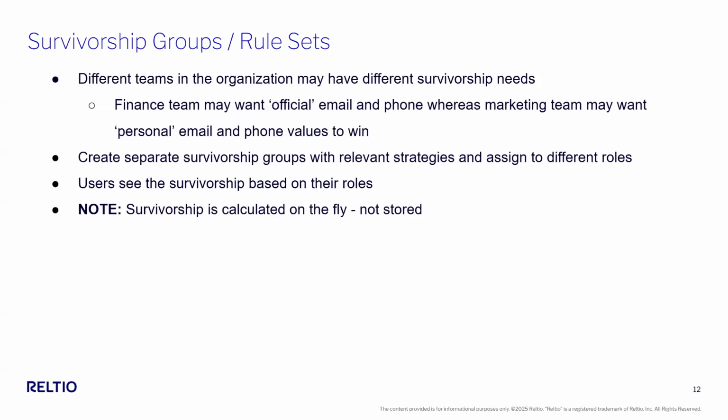So basically, you can create different survivorship rule sets or survivorship groups and assign them to different roles. So I create one group where the official email ID survives, and for this group, I assign role A access to only this group. Then I create another survivorship group where personal email ID survives, and I assign role B access to this survivorship group. So anybody from role A, when they try to fetch the data, will receive the survivorship group that they have access to. And a user with role B will receive their specific survivorship responses.